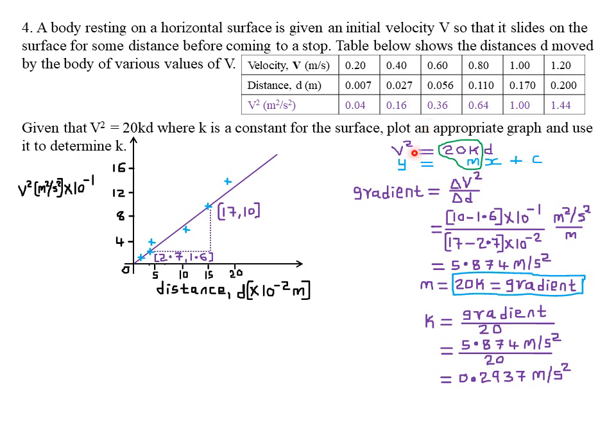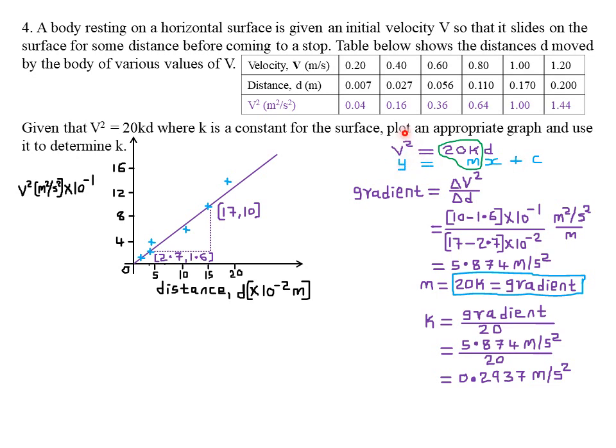Then also the equation that we have been given is in the form of a straight line graph. Therefore, we compare the equation v squared equals 20kd with the equation of a straight line graph, which is usually y equals mx plus c. Here, m is the gradient. Because we are required to find the value of k, and k is a constant, it cannot be a variable. Therefore, the only varying values are v squared and d. So we'll have to plot a graph of y against x.